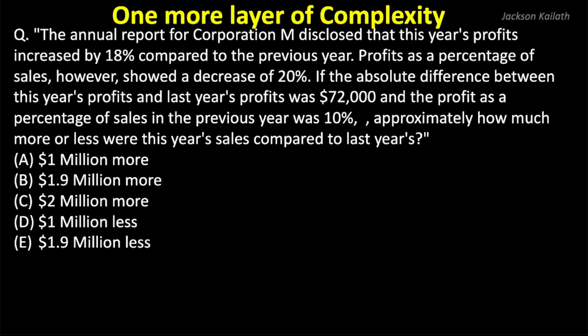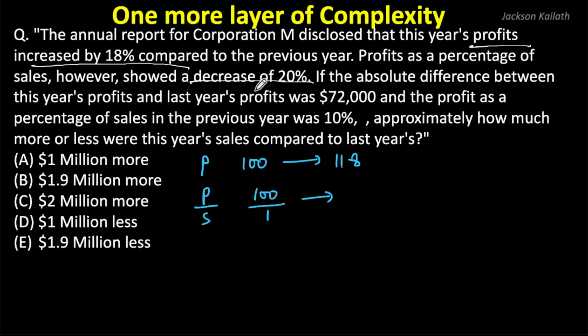Now let's proceed. Over here it's mentioned that the profits increased by 18% when you're comparing last year and this year, right? So over here also in this question, we will proceed by assuming numbers. So I can say that if the profit in the previous year was 100, it would have increased to 118 because it's increasing by 18%. Alright. Now it's also mentioned that profit as a percentage of sales decreased by 20%. So if I assume this as 100 by 1 and if I decrease this by 20%, this becomes 80.